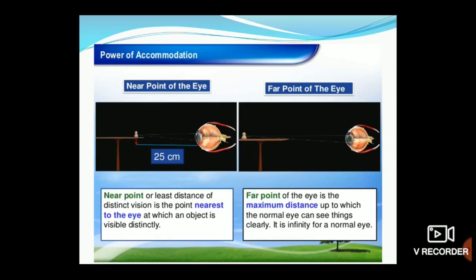The other point is the far point of the eye. The farthest point up to which the eye can see objects clearly is called the far point of the eye. By knowing the near point and the far point of the eye, we can frame the definition for the range of vision. It states that the distance between the near point and far point of a normal eye is called its range of vision. It varies from 25 centimeter to infinity for the normal eye.